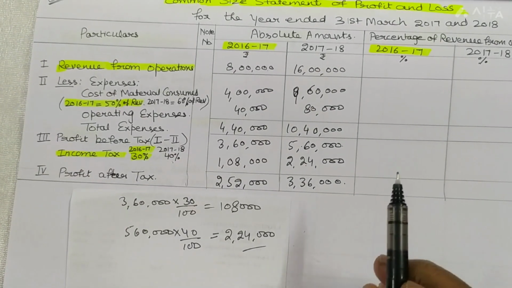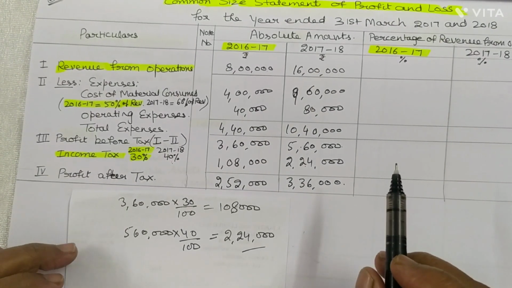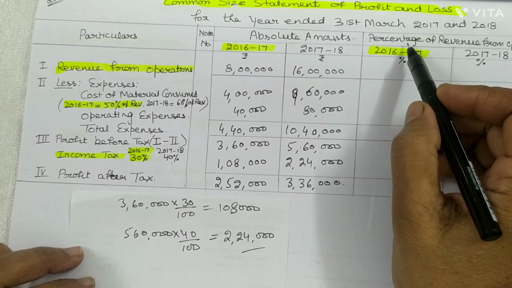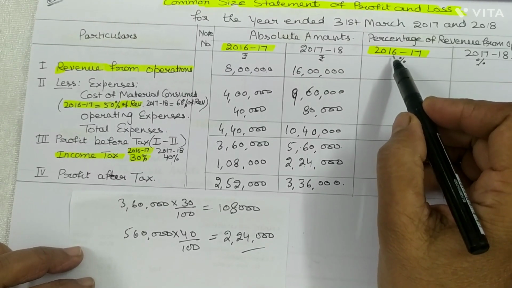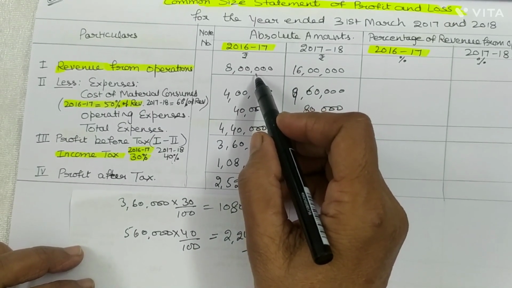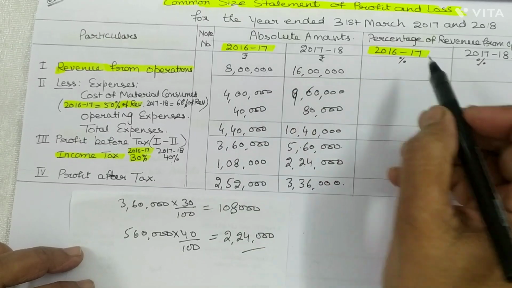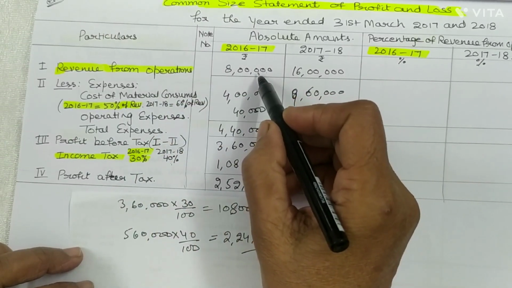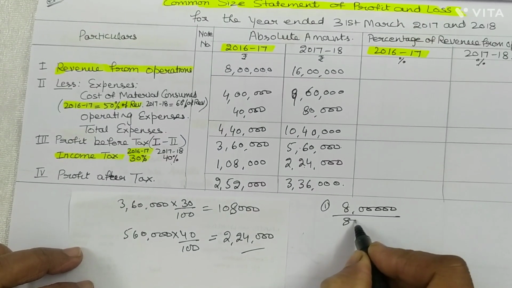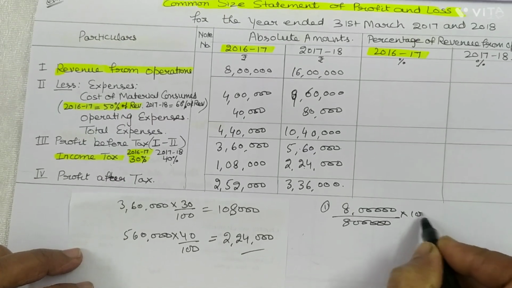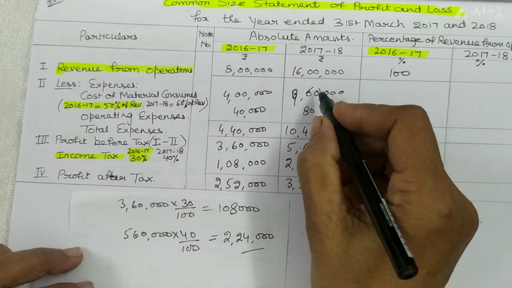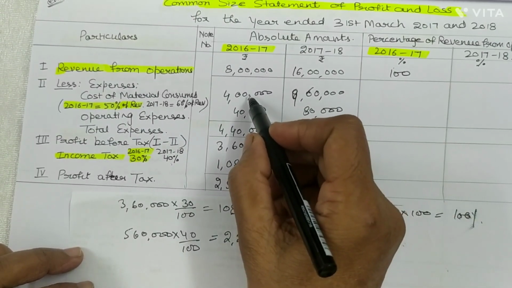In case of profit and loss, common base is always revenue. Okay. So when we are calculating percentage of revenue from operation in previous year, you have to take common base 8 lakh in all the cases. So in the first case, revenue from operation 8 lakh divided by 8 lakh into 100 is equal to 100%. And now you have to divide this.